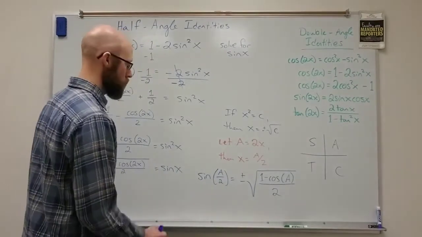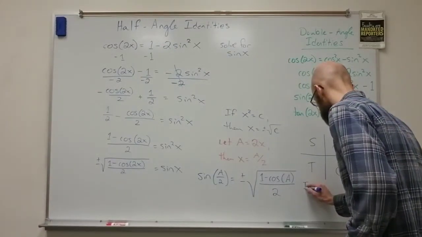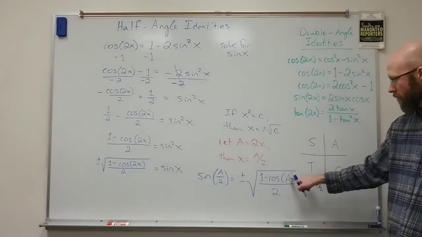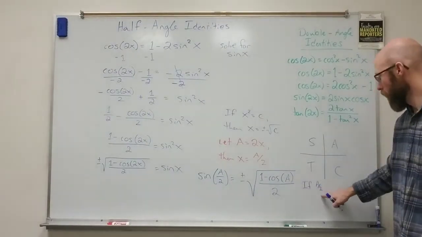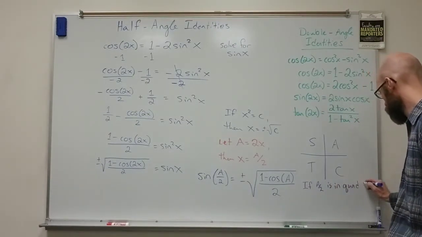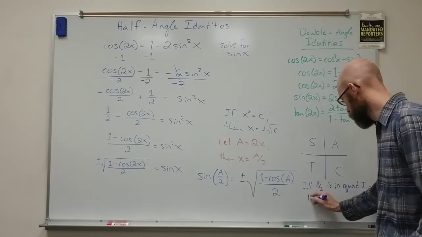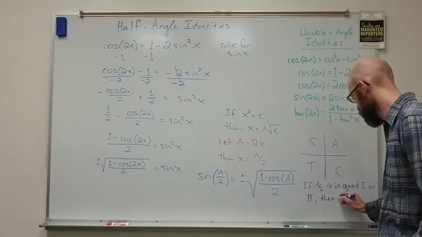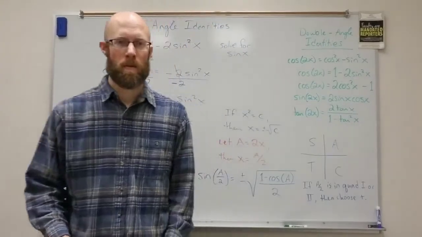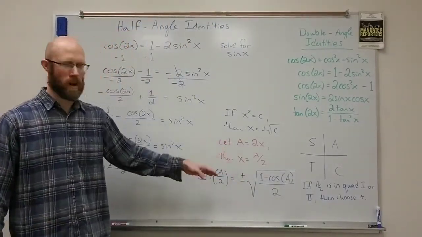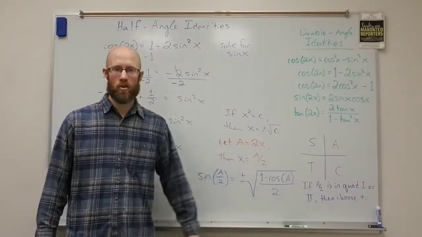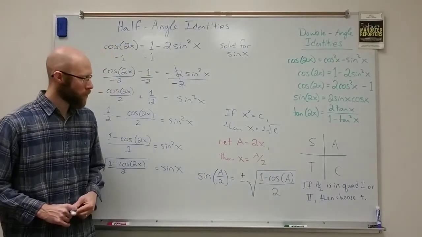So let me summarize that for just a moment. If a over 2, that's an angle, right? It's half of the angle that's inside the root. If a over 2 is in quadrant 1 or 2, then choose positive. Choose the plus. Okay? And I could write another sentence for the minus, but I'm running out of room and I can speak it out just as well. If a over 2 is in quadrants 3 or 4, choose the minus. Okay, so that gives us a formula.